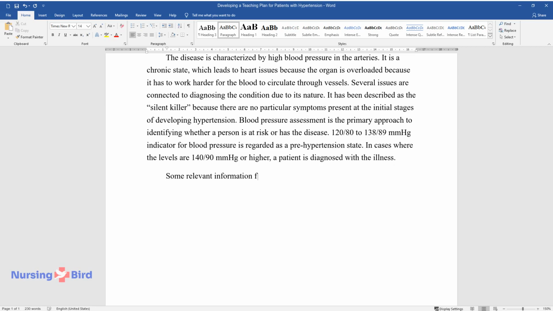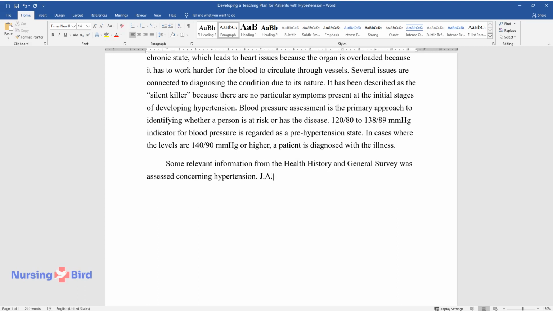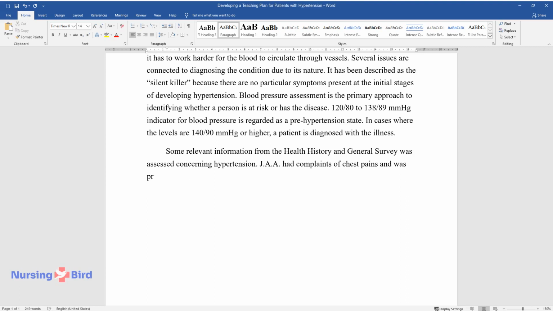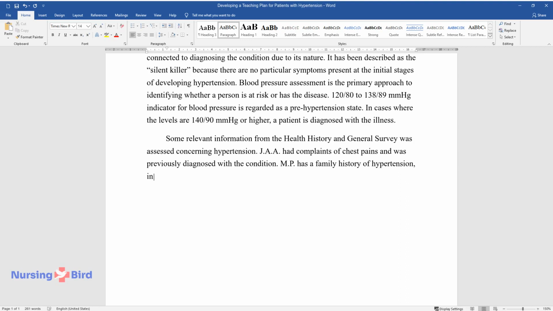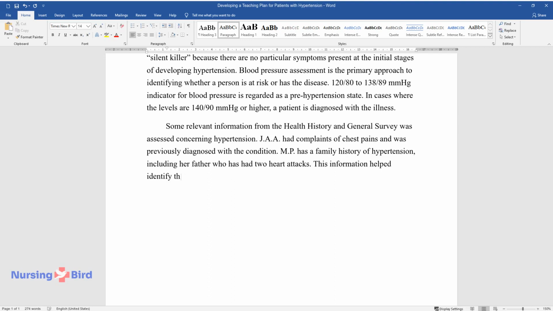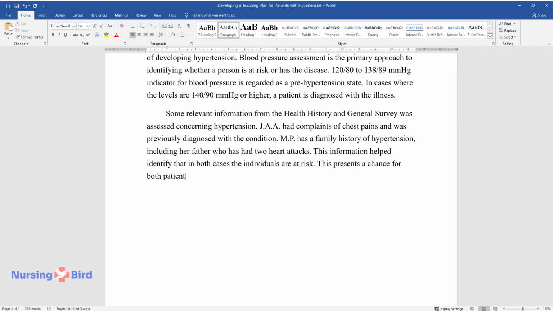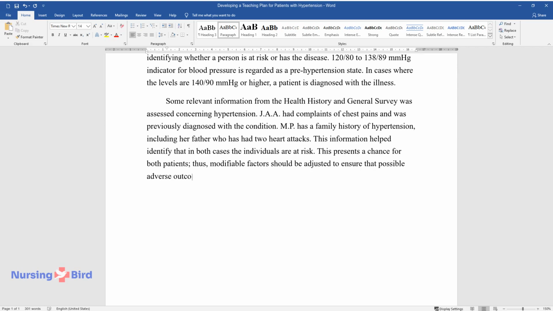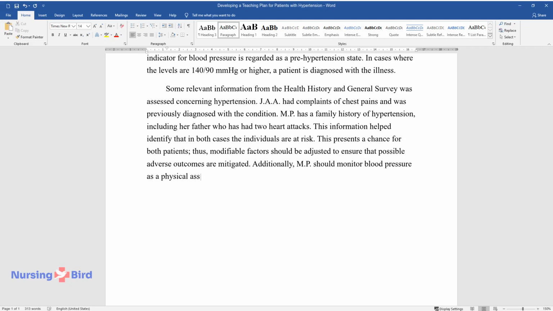Some relevant information from the health history and general survey was assessed concerning hypertension. JAA had complaints of chest pains and was previously diagnosed with the condition. MP has a family history of hypertension, including her father who has had 2 heart attacks. This information helped identify that in both cases the individuals are at risk. This presents a chance for both patients, thus, modifiable factors should be adjusted to ensure that possible adverse outcomes are mitigated. Additionally, MP should monitor blood pressure as a physical assessment tool to be able to identify a prehypertension state.